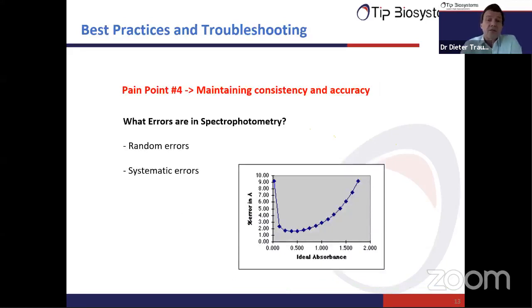So let's talk a little bit about general stuff here. Again, that was one of the pain points submitted to us, how to maintain consistency and accuracy. One important thing here is to consider errors. What type of errors actually exist in spectrophotometry? Like in any other method, you have 2 types of errors. You have random errors and you have systematic errors.